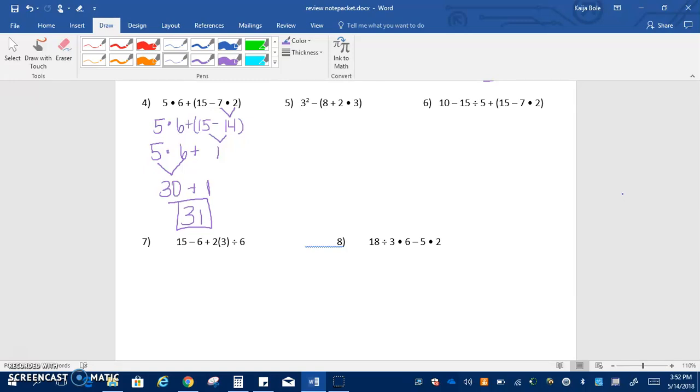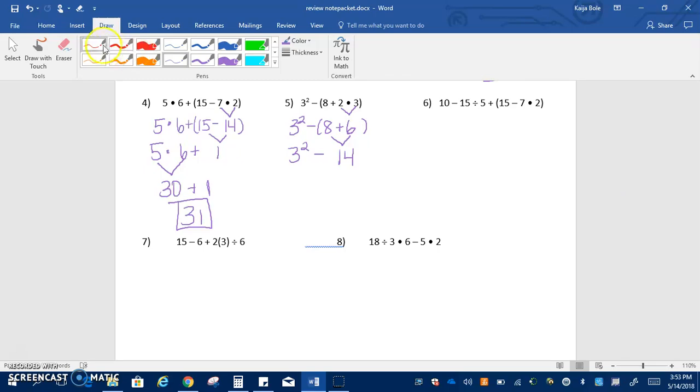Number 5 here, let's see, I have parentheses and exponents. Parentheses first though, and inside I need to multiply first, so 2 times 3 is 6. Bring everything else down, my parentheses included, my 3 squared. I still have parentheses work to do, and 8 plus 6 gives us 14, minus, and then I have 3 squared. So now I have exponents to take care of.